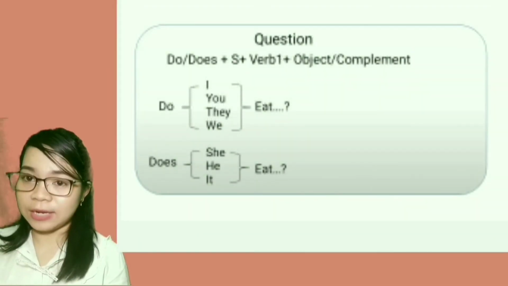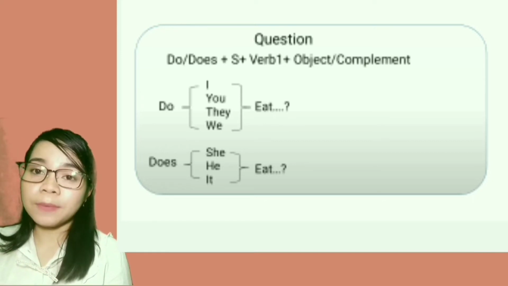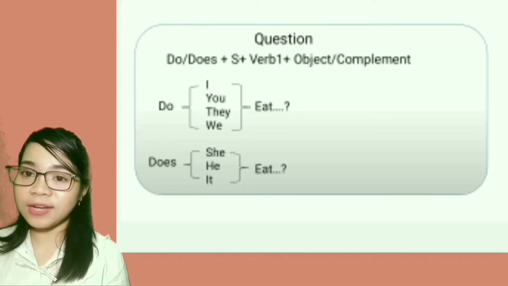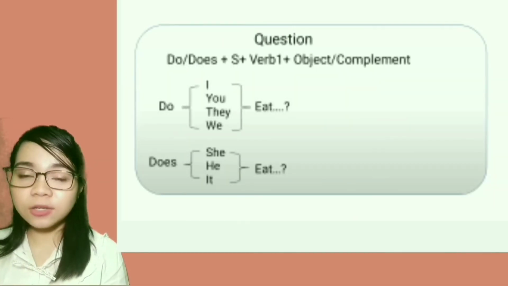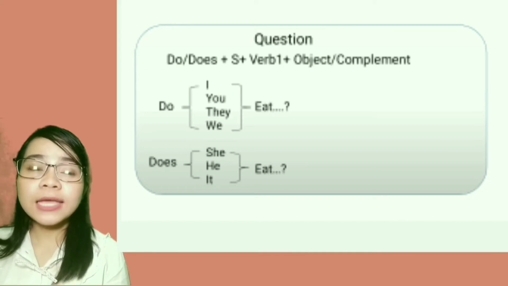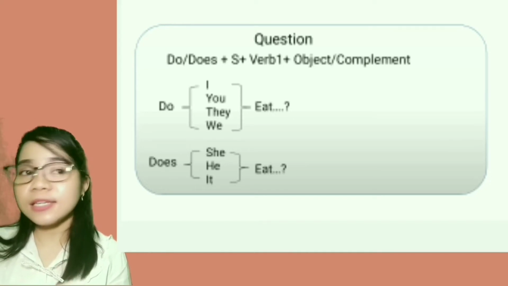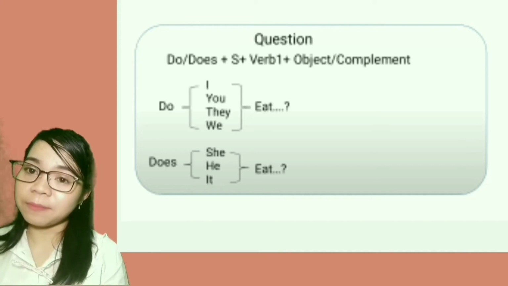Now we move to question. In question, the formula is does or do plus subject plus verb 1. For example, does she cook? Does he cook? Does he eat? Does she eat? Does plus subject and then plus verb 1.